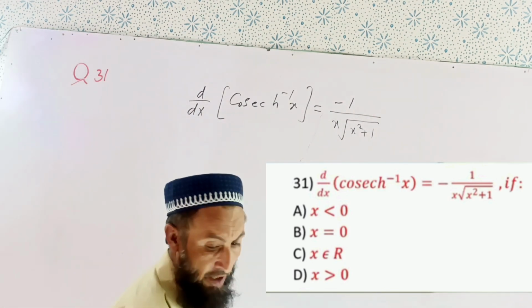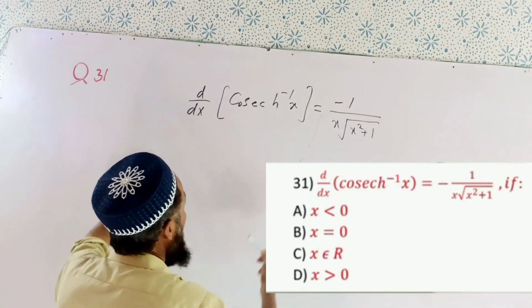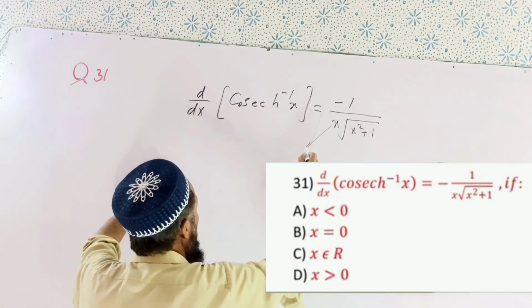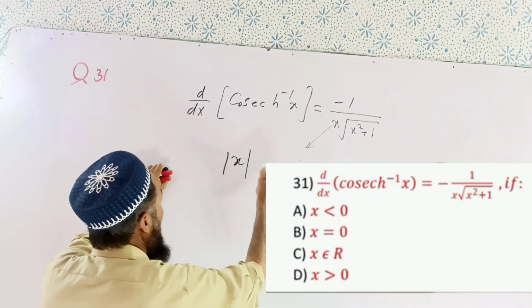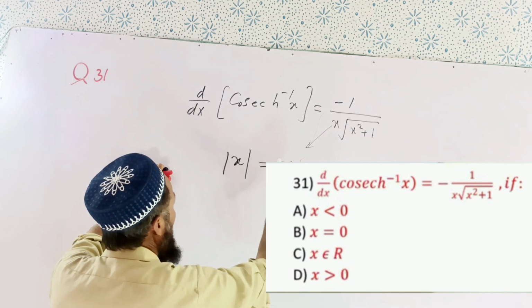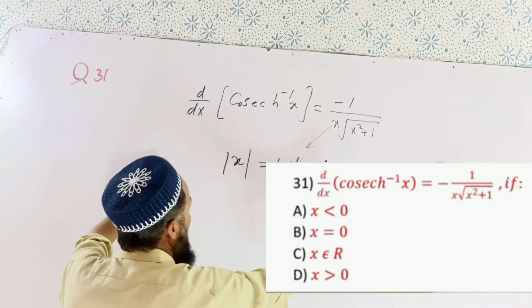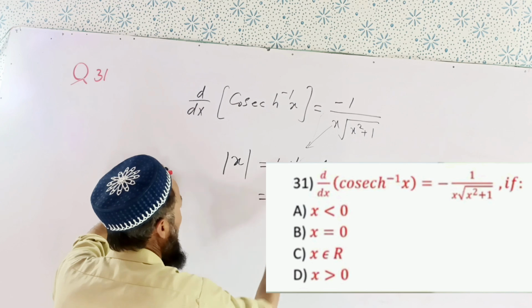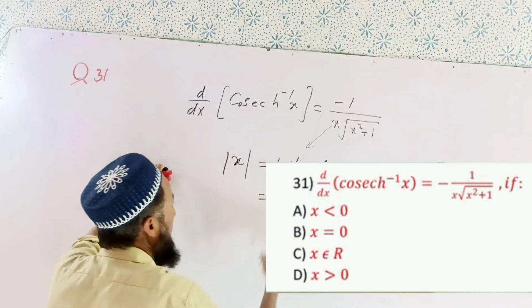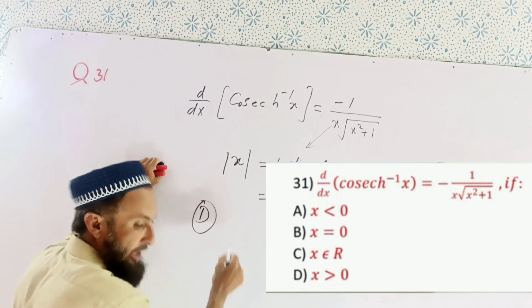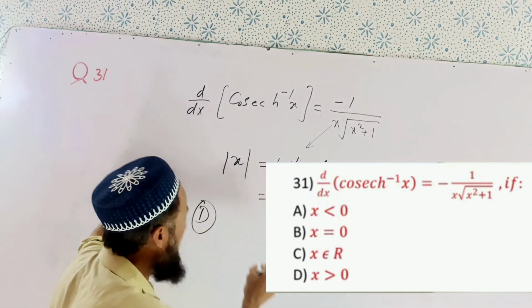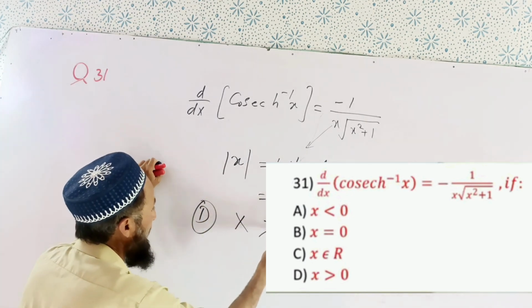If we put this, an undefined case is coming, because according to the formula x must be the absolute value of x. If we check, for example, if we give a negative number, it will be changed into a positive number; minus 2, any number we change, will give a positive number. So option D is the correct option here. Option D is x greater than 0.